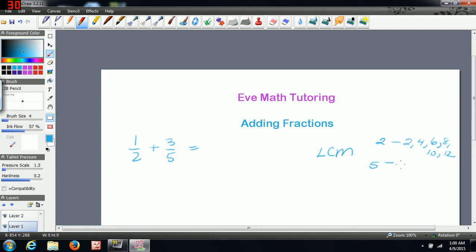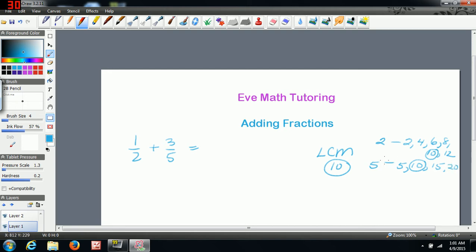Now 5, the first multiple is 5. 5 times 1, which is 5. 5 times 2, which is 10. 5 times 3, which is 15. However, at this point I see that I have the same multiple right there, so that's actually my lowest common multiple. Okay, I could keep going. 5 times 4, which is 20.